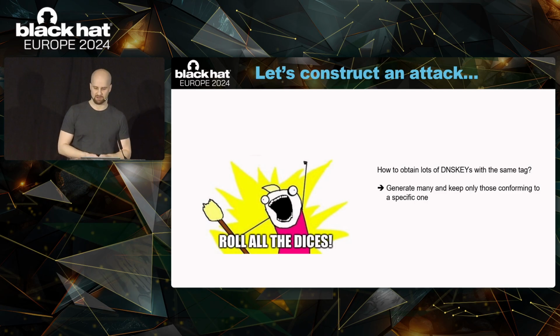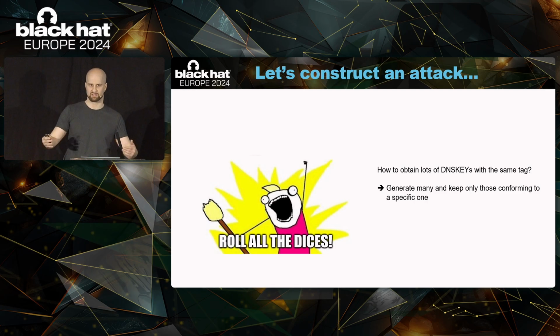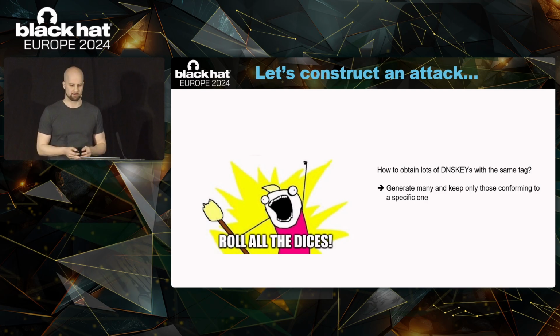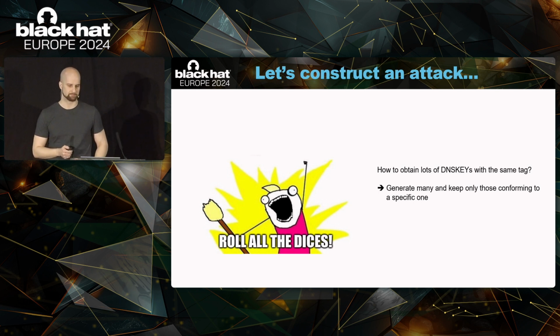Let's construct an attack. First, we need to have the DNS keys, and for that matter, a very large set of DNS keys, which all conform to the same key tag. And we're doing this in a pretty straightforward fashion. We just select one key tag and roll dice, generate a lot of keys until we have enough of them to put into our responses, which all conform to the same key tag.